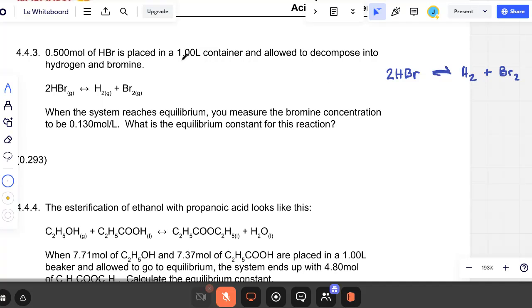And a 1 liter container, you love to see it. We're making an ice table, so we're going to have initial, change, and equilibrium amounts. They tell us we had half a mole of HBr. Divide that by 1, and it's 0.5 again. That's our initial concentration. They put that in a 1 liter container, and they don't mention anything else, so we start with no hydrogen and no bromine. Time passes, and then we find that the bromine concentration is 0.130.